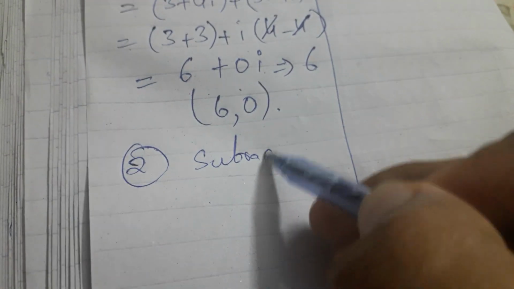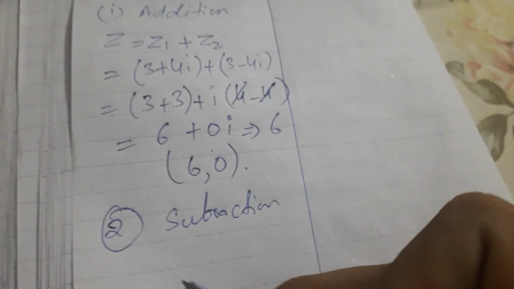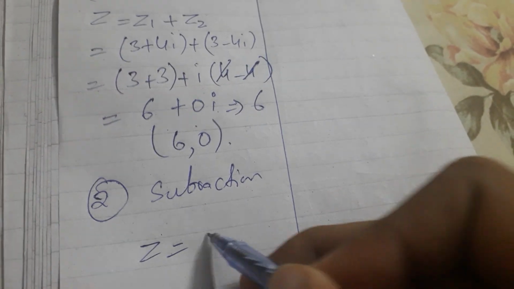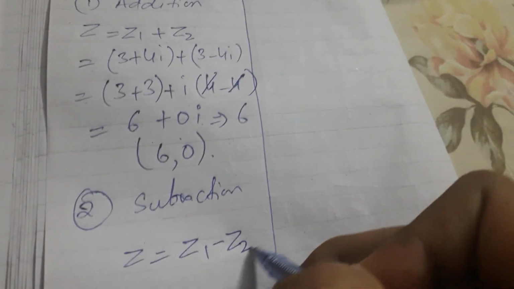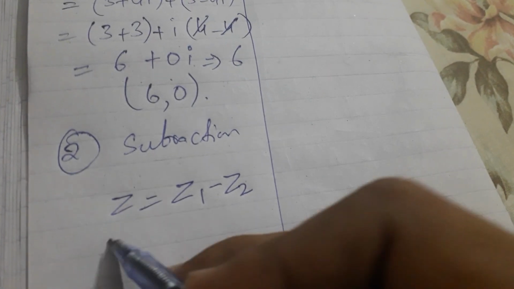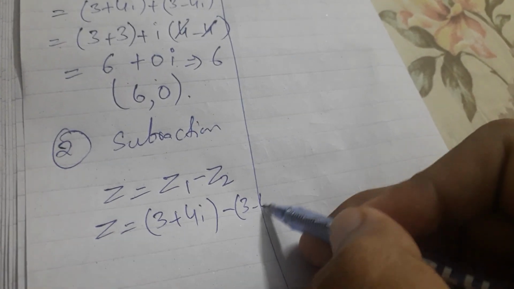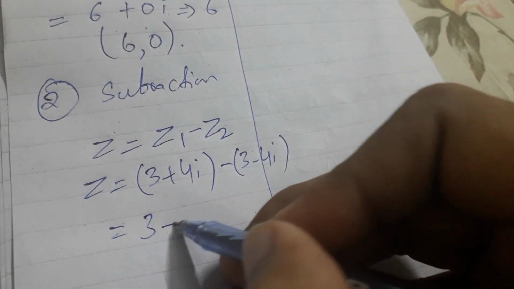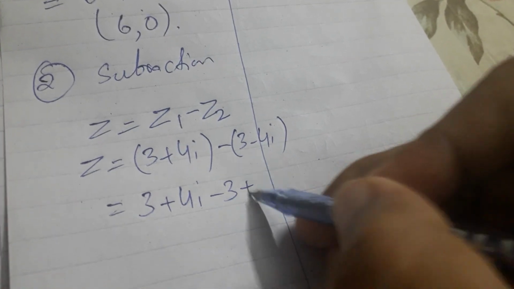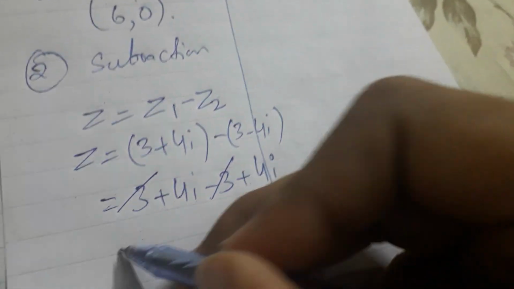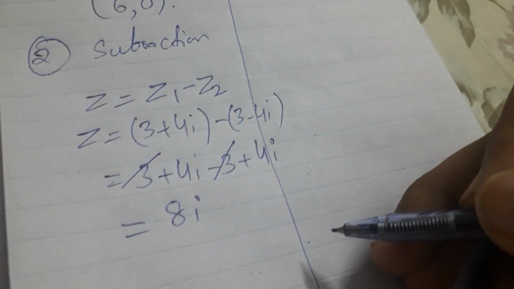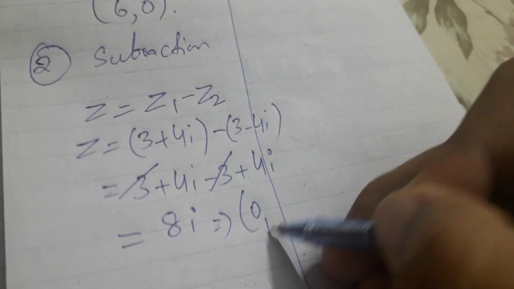Second is subtraction. Z1 minus Z2. 3 plus 4 iota minus 3 minus 4 iota. 3 cancels and it becomes 8 iota. So it can be written as 0 comma 8. Now we will move towards multiplication and division.